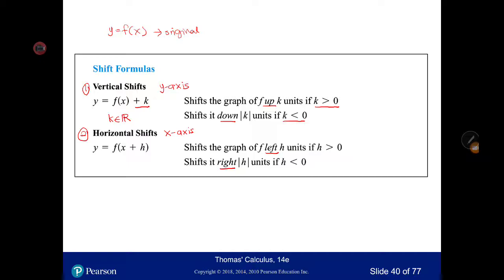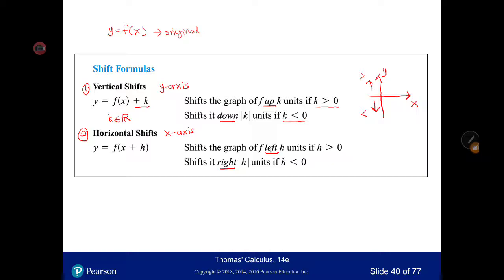So say we have the axes, this is x, this is y. As we move up, it's going to be more positive. As we move down, it's going to be more negative. So that's that.